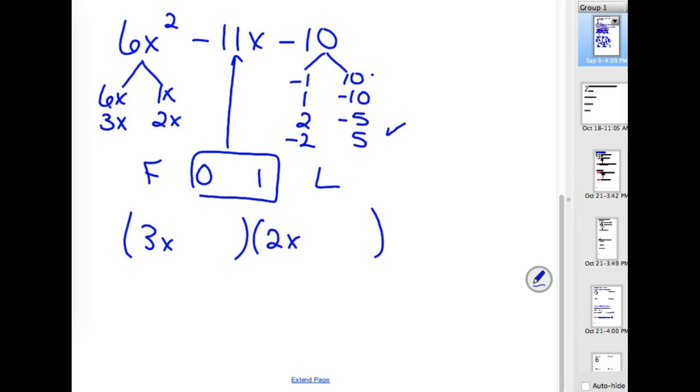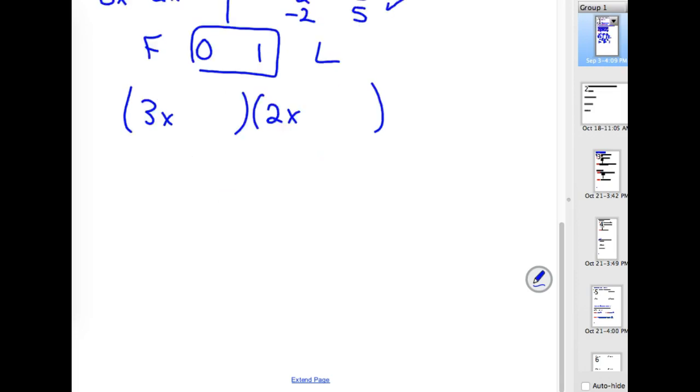One of them has to be negative, but again, I don't know which one yet, so it's really a trial and error. So let's say we try putting a 5 here and a 2 here. When we look at insides and outsides, inside would give us 10x, and outside would give us 6x. And one of those will be negative, but either way, it's going to add up either to a negative 4x or a positive 4x, not the negative 11 that I'm looking for in the middle. So let's switch those around.